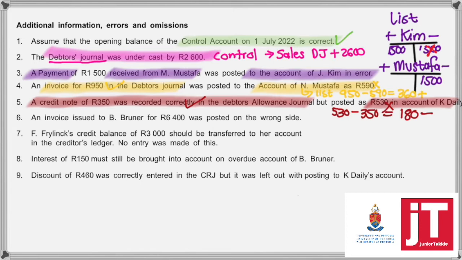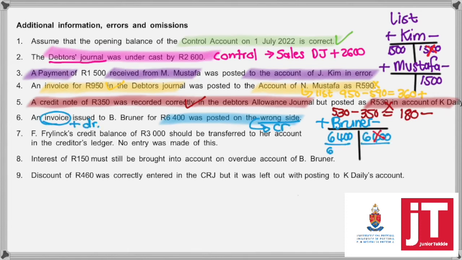Then an invoice issued to B. Brunner for 6,400 rand was posted on the wrong side. So Brunner's account is the issue. It was on the wrong side. So usually it should have been debited, but if it's the wrong side, we credited the account. So how do we now correct it? By debiting it twice. Once to cancel the wrong entry and once to actually enter the transaction as an invoice. So you have to enter or plus it twice.